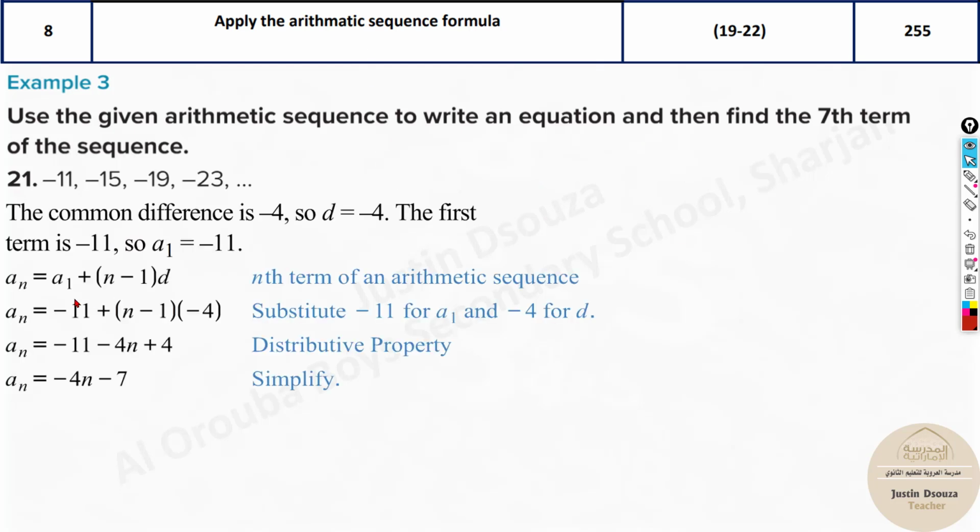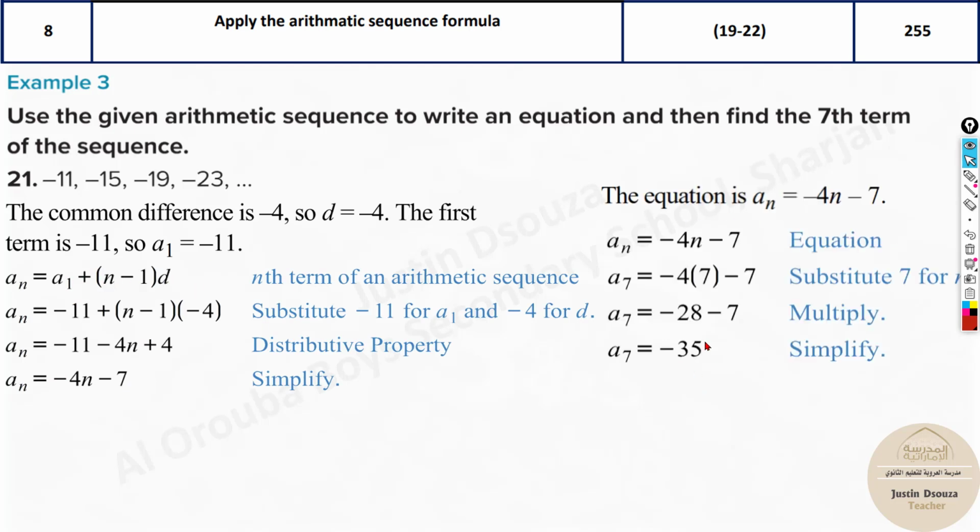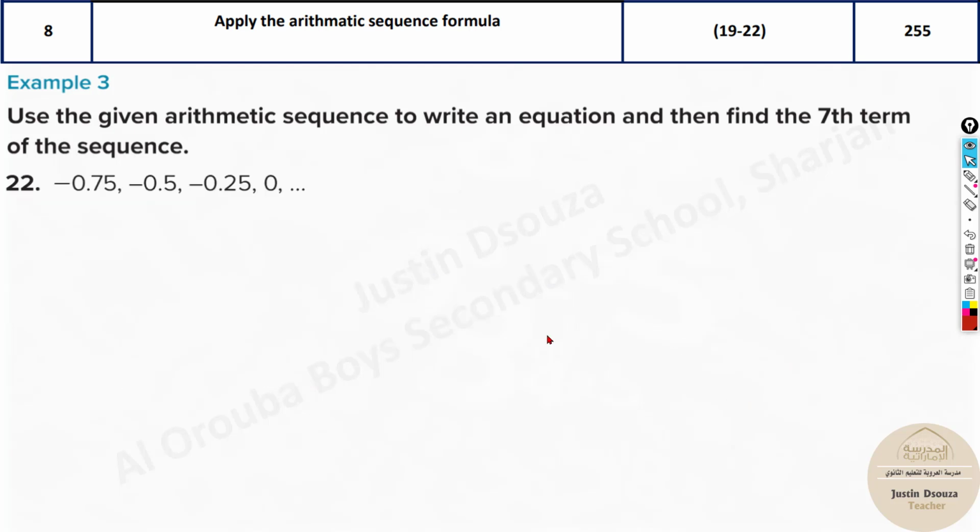This is the formula here, and substitute to get the equation. If not, substitute the n value directly and get the answer as well. Same thing with the next one as well. Over here, just be careful, it's decimals, but it doesn't matter.